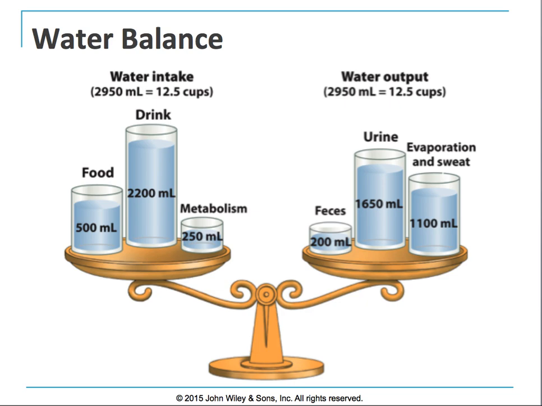And this is, excuse me, also from your book, showing sort of the scale balancing water in versus water out. The water intake and water output here is both 12.5 cups, but you'll see that there are different amounts associated with different things. But in the end, they both equal the same amount.